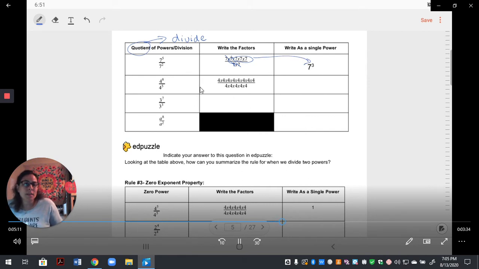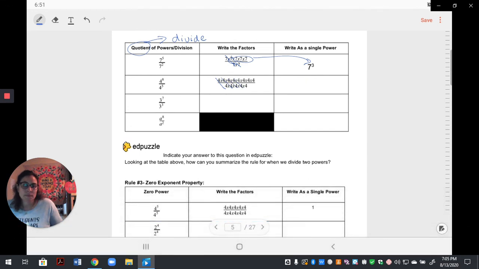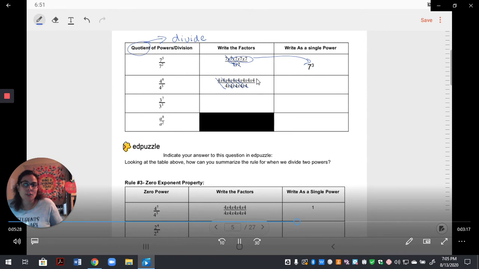You can do the same thing here. You get 8 fours on top and 5 fours on the bottom there. And you can start canceling those out because 4 divided by 4 is just 1. And then you're going to be left again with 3 fours, so that would be 4 to the 3rd power.